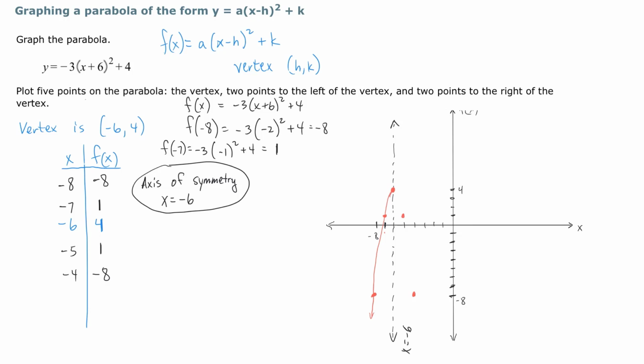This parabola, because it's opening downward, has an emphasis on having a maximum value. Can you see the maximum value? The maximum value is 4. So that's a very important observation of a parabola.